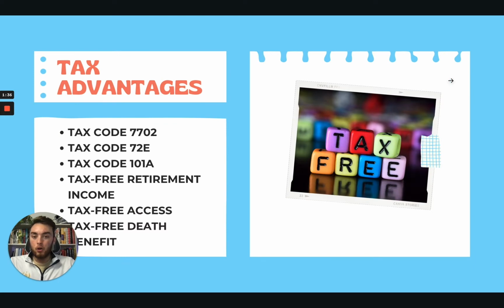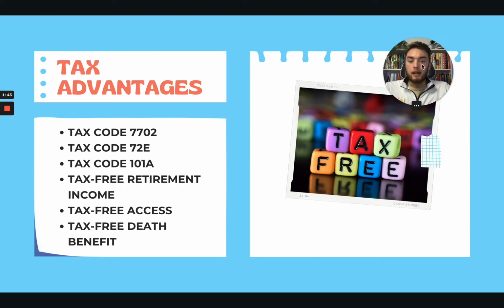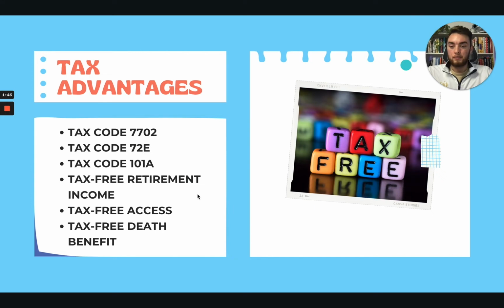And so let's go a little bit more in depth on all of these pros of the IUL. The first one that I've pulled up here is the tax advantages. With the IUL, because of tax code 7702, you are able to access the funds tax-free and penalty-free because you're under that umbrella of life insurance. And so you get to leverage that specific tax code. Same thing applies with tax code 72E. You only get to leverage this tax code when under the umbrella of life insurance.